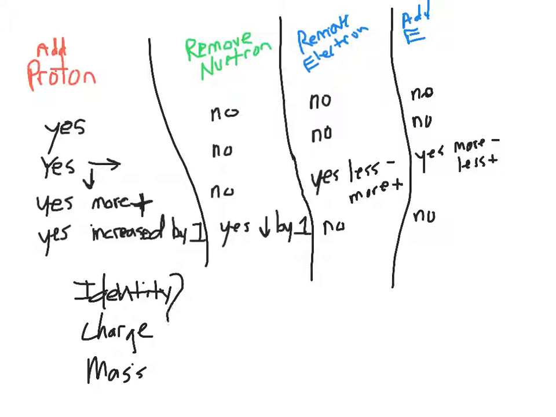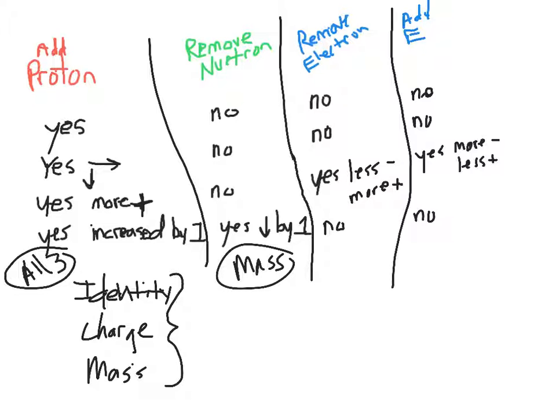So out of these three things, which particles do what? The protons affect what? Protons, all three. All three for the proton. How about for the neutron? Neutron only affects mass. And the electron affects what?